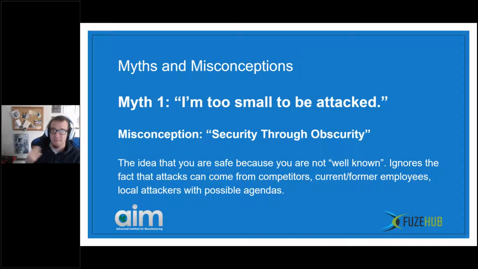And even if we are a small business, this ignores the fact that these attacks can come from potential competitors, current or former employees, local attackers with possible agendas, such as disgruntled customers, family members of somebody who works at the company, and there's an estranged relationship there. There are a lot of different areas and a lot of different ways that people can try and do us harm. And we can't just rely on the fact that, hey, I'm a small business, people aren't really going to pay attention to me to get us through.